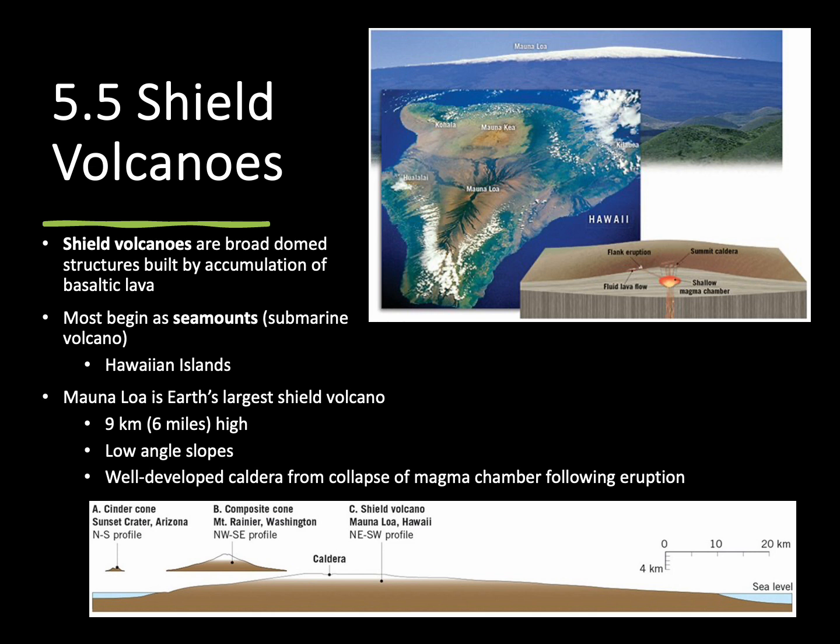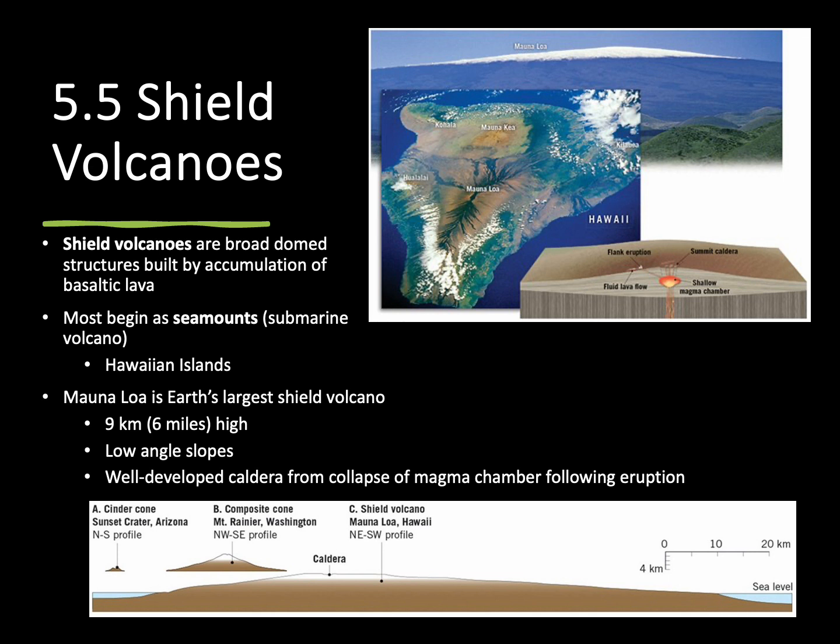And we see that most shield volcanoes actually begin as seamounts. And seamounts are just undersea mountains. But after eruption, these seamounts grew in size until they broke above the surface of the ocean, and then we call them a shield volcano. And this makes up all of the Hawaiian Islands. So all of the 5 major islands are actually just shield volcanoes.